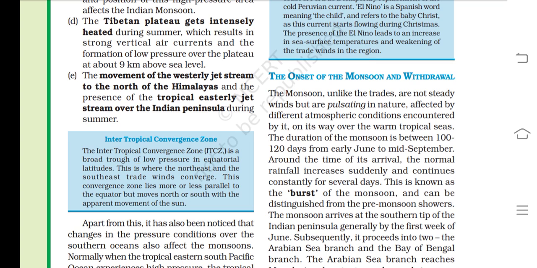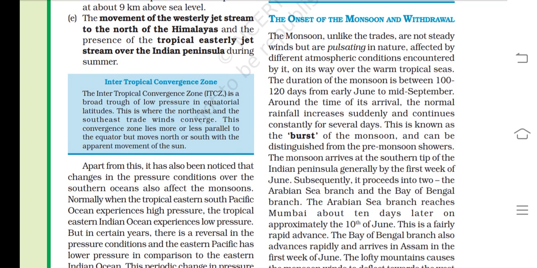The monsoon arrives at the southern tip of the Indian peninsula generally by the first week of June. The southern tip of the Indian peninsula, or we can say the Indian subcontinent, is the Indira Point, right? Okay, so by the first week of June, the southern tip of the Indian peninsula, that is the Indira Point, attains the first rainfall.